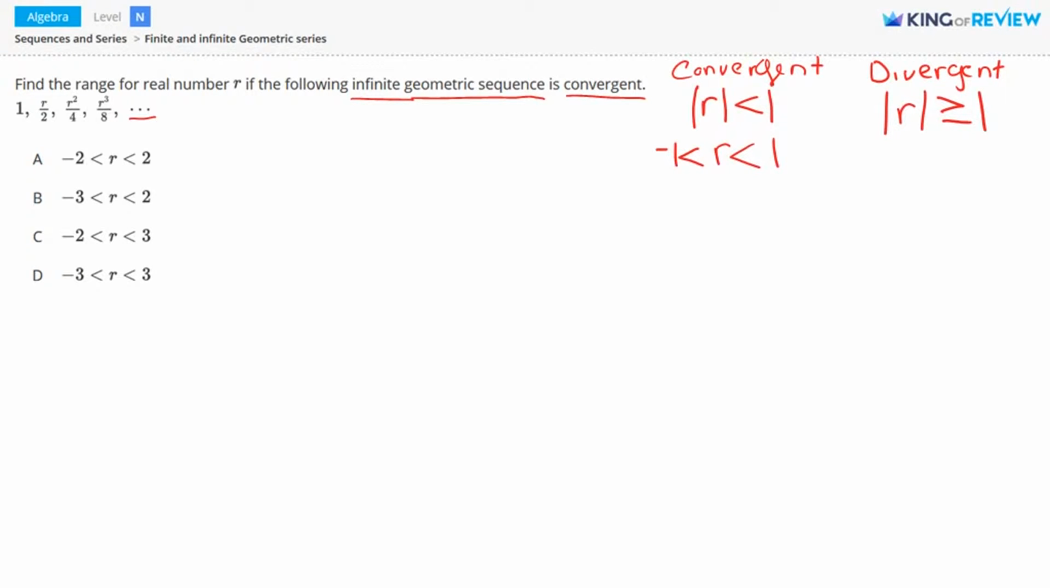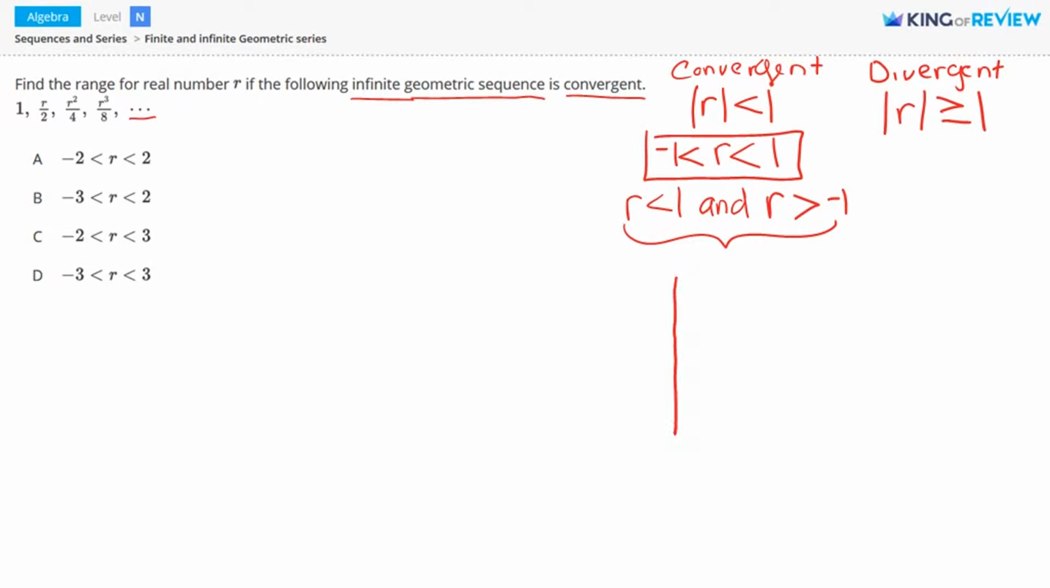We write it like this because if you take the absolute value of r is less than 1, you have r is less than 1, and r is greater than negative 1. And when you put these two together, you get this condition here: negative 1 is less than r, and r is less than 1. So why is this? Let's take a look at the graph of a convergent series and the graph of a divergent series. Again, if it's convergent, then r must be between negative 1 and 1.